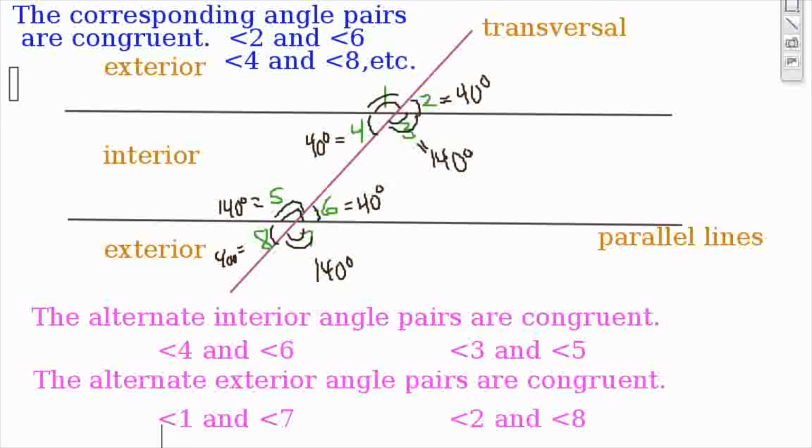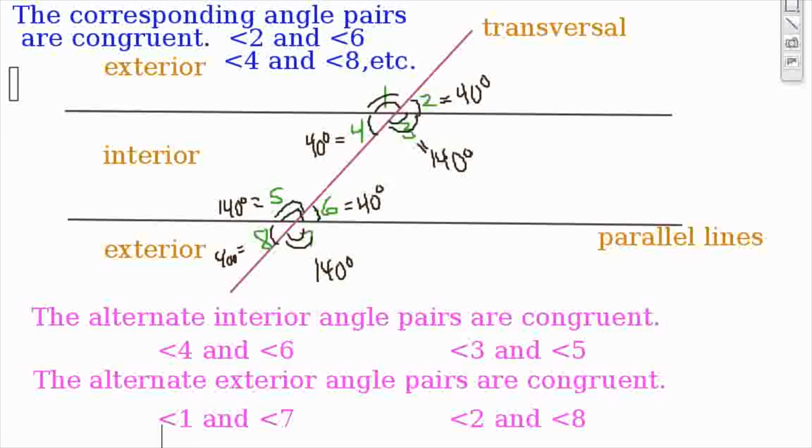All right, and let's see. Do we have any other? We've got alternate interior, alternate exterior, corresponding angle pairs. Yeah, those are the most important ones for you to remember.